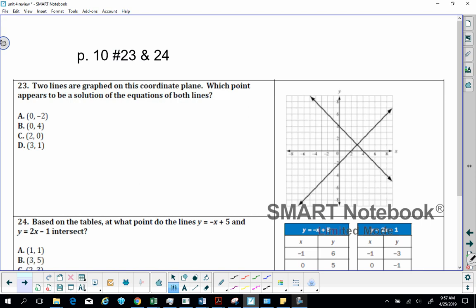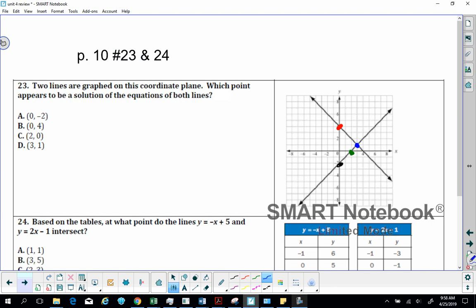Who said it? I heard an answer. You think it's Steve? So what I would do if I were you, I would plot these points and see which one seems important. So we have 0, -2. We have 0, 4. 2, 0. And 3, 1.